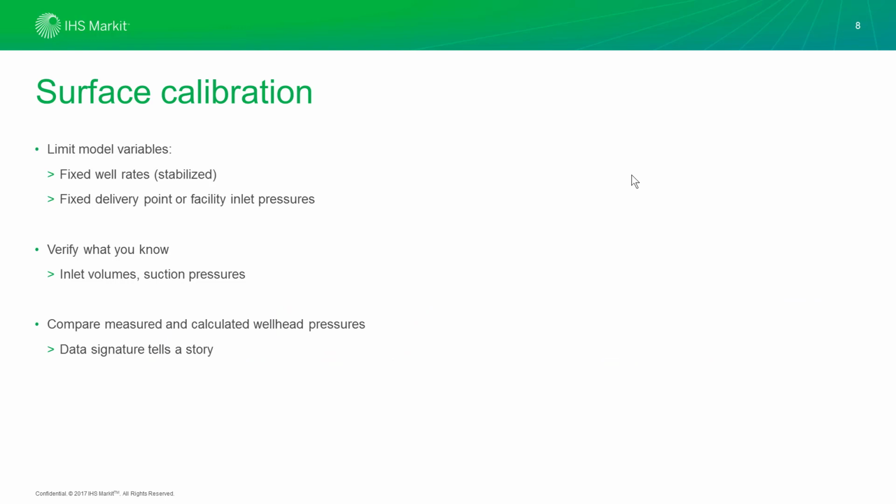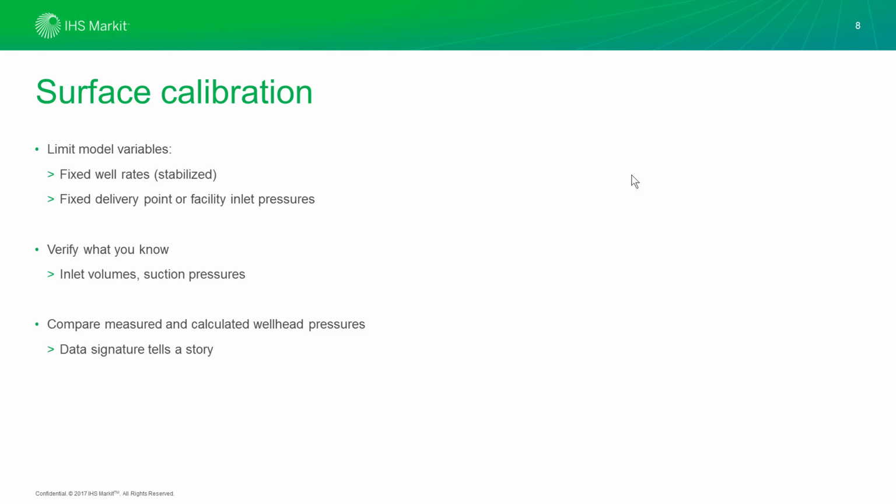It's always important, once you enter the data into the model, that you limit the variables, so you can really determine where the difference is between the model and what's happening in the field. So things that we're going to do, we're going to enter what we know. For example, if you know the well rates, then we're going to be entering this information as fixed well rates. Also, we can enter our pressure. So if we have the delivery point pressure or your suction pressures, or for example your inlet facility pressures, we can enter all of these as fixed pressures. All this so you can then focus on what's happening in the pipeline segments.